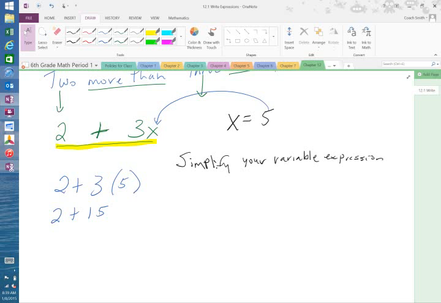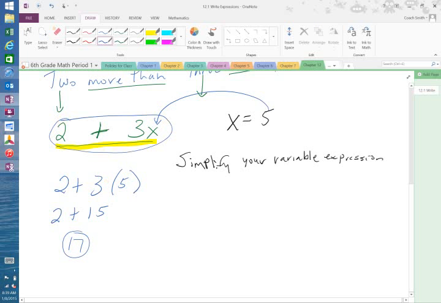Now, the end of that one is simple. 2 plus 15 is 17. So both of these would be your answer. The algebraic expression, or the variable expression as we're calling it, and the number 17 would both be your answers. Each one will have an x in the problems that we do.